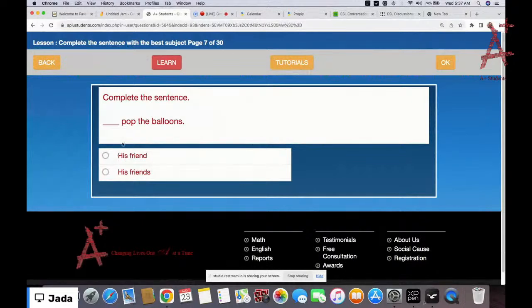So it says Dash pop the balloons, right? Pop. Pop doesn't have what? It doesn't have an S, right? So pop is only what? One, right? Pop, no S. So you need to find what? The subject with the S. So it's going to be plural with plural verb. So his friends. Okay. All right. So we click on his friends.